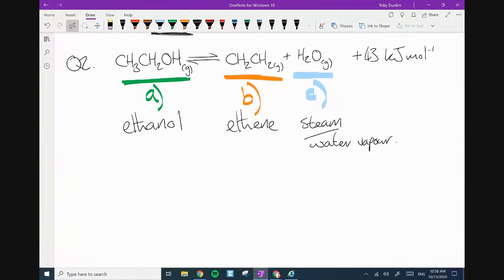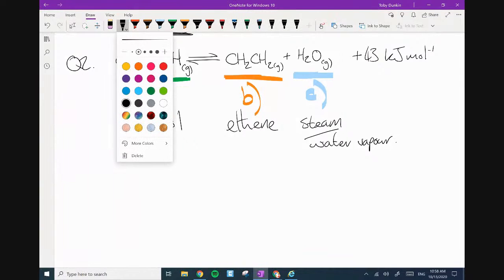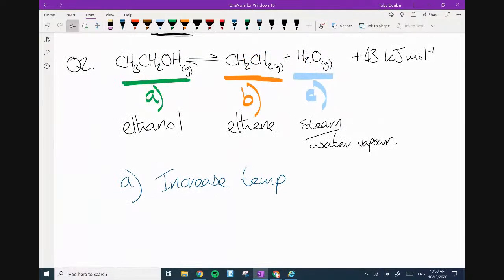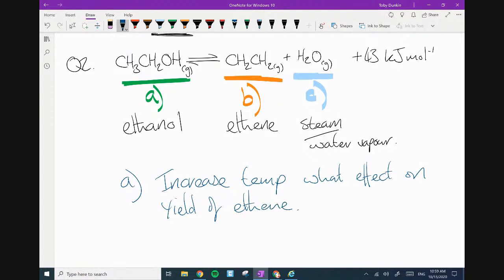Right, so what I'm going to do, here's your question. I'm going to do the question in blue. So question, we're going to increase temperature. What's going to happen? What effect on yield of ethene? Off you go, folks. Can you please run KOFS for me?